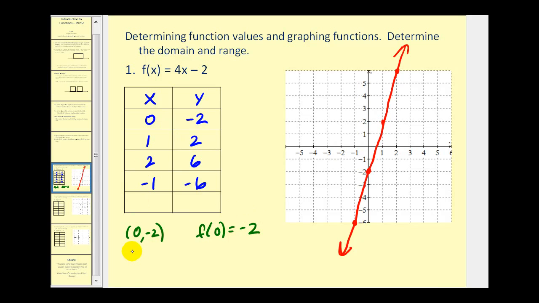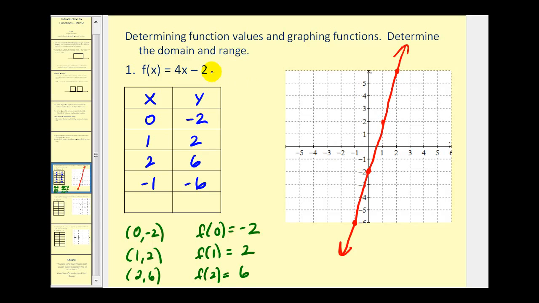For the point 1, 2, that implies that f of 1 equals positive 2. So we say f of 1 equals 2, which means when the input x is equal to 1, the output, or the y value, is equal to 2. And for the point 2, 6, we would say that f of 2 equals 6, meaning when the input is 2, the output is 6.